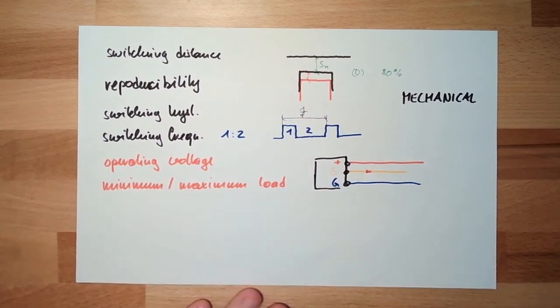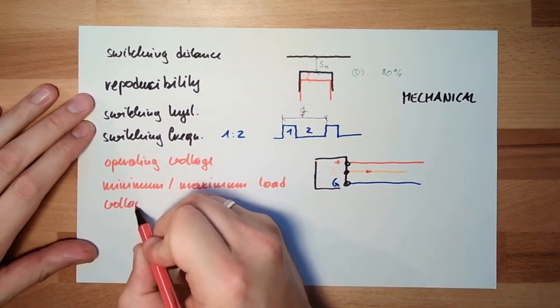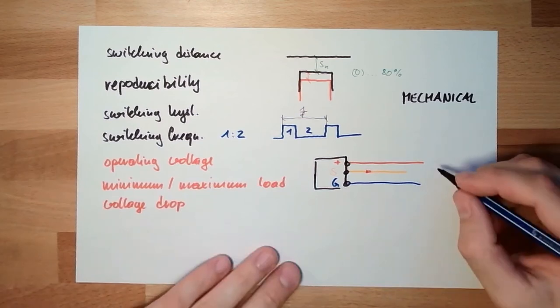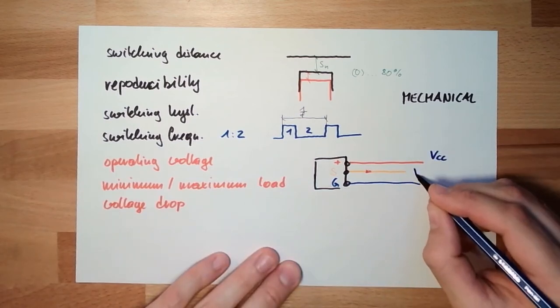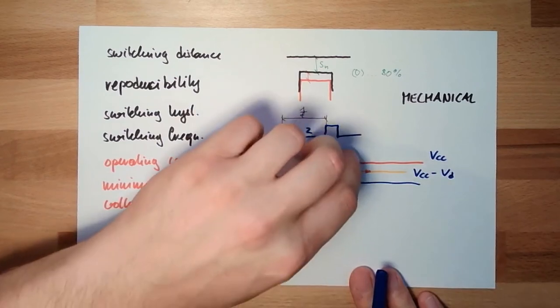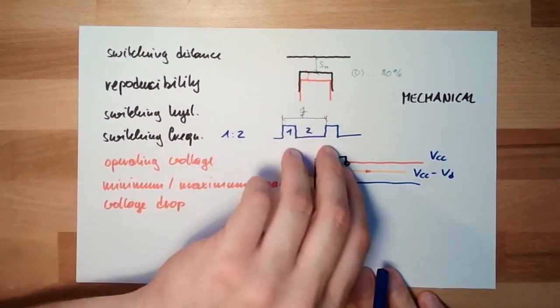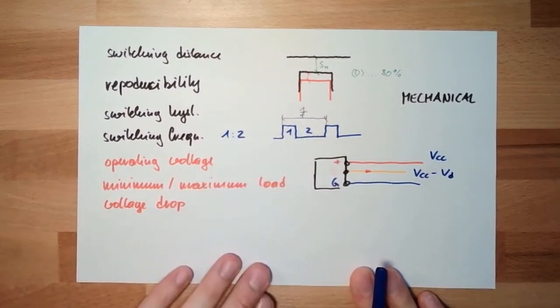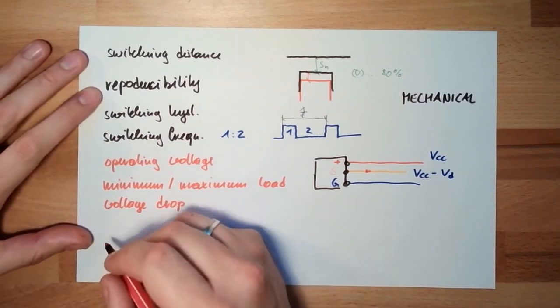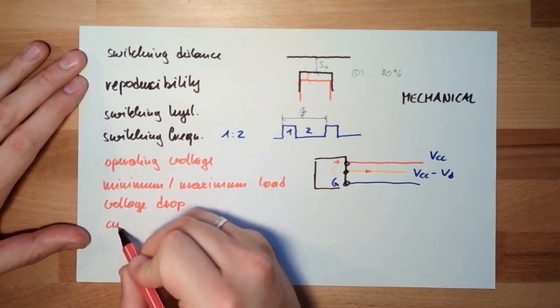Then we have the voltage drop. This means if we supply this with VCC, we get VCC minus a drop voltage. So on this switch there is simply a voltage drop. This is the drop on the activated sensor, the voltage drop at the activated sensor. Then there is the current consumption.